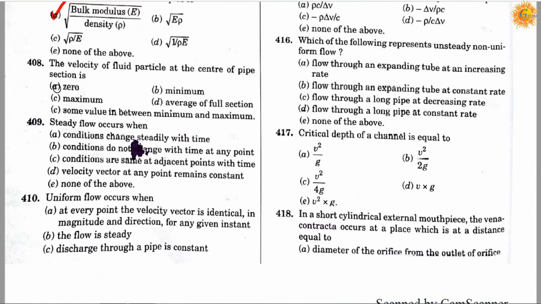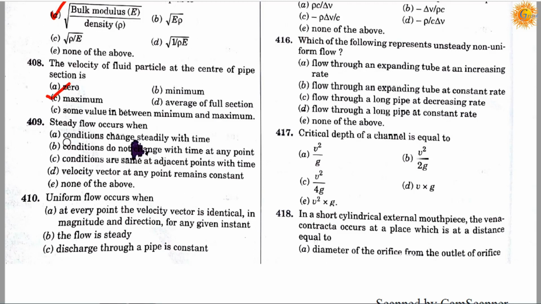Question number 408. The velocity of fluid particle at the center of pipe section is: option A, 0; option B, minimum; option C, maximum; option D, average of full section; option E, some value in between minimum and maximum. Correct answer is C, it will be maximum.